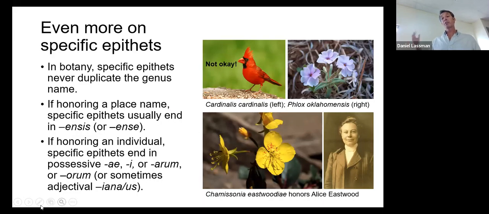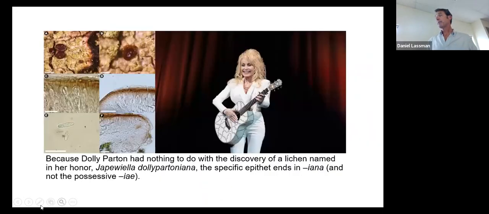If honoring an individual, the specific epithet is usually possessive, that is, genitive. So the great botanist Alice Eastwood had a Camissonia named after her, and it is Camissonia eastwoodiae. However, sometimes names honoring people end in -iana or -ianus, and because Dolly Parton didn't actually do anything to discover this rather humble-looking lichen, Japewiella dollypartoniana, she gets honored in the -iana way. Still an honor. I don't know if she took it as an honor.